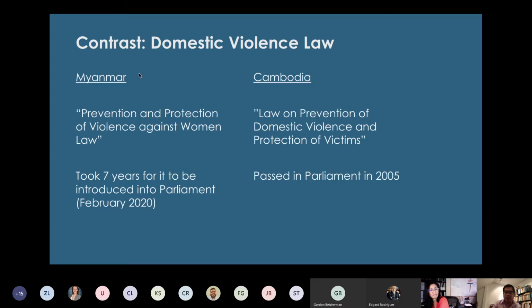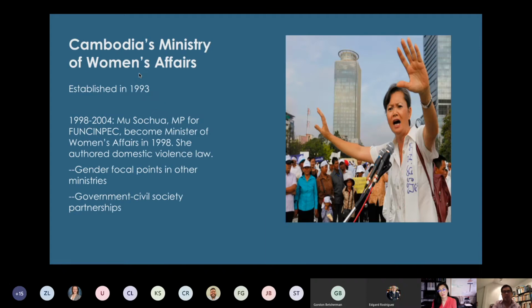Now, there are still problems with Cambodia's law in terms of implementation, in terms of scope, but at least it was passed a good 15 years earlier. So again, a contrast between Myanmar and Cambodia. And from here, I want to provide some explanation, a tentative explanation for this contrast. And I want to rely on an institutional analysis for this. First, I will look at Cambodia's Ministry of Women's Affairs and then at decentralization.